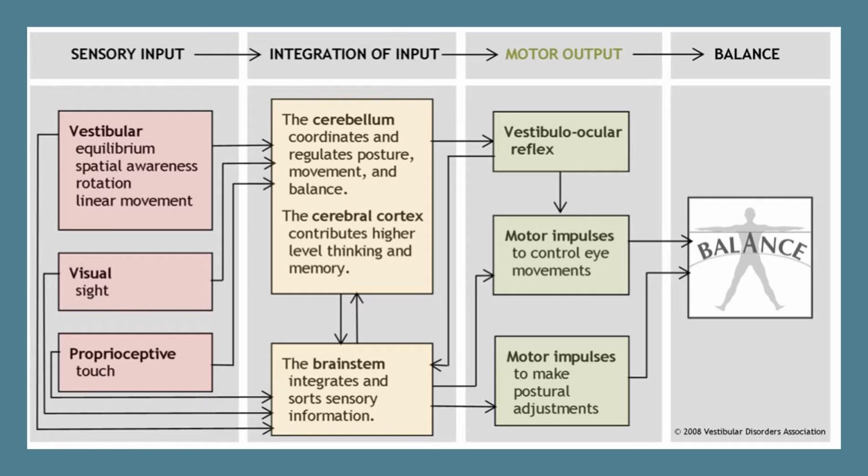So the motor output would know, when you see a certain motion, what kind of reflex is required for your vestibular ocular reflex to capture, what kind of motor impulses are required to control your eye movements, and what kind of postural adjustment is required for different kinds of surfaces to walk on. This all is integrated to carry out a perfect balance.